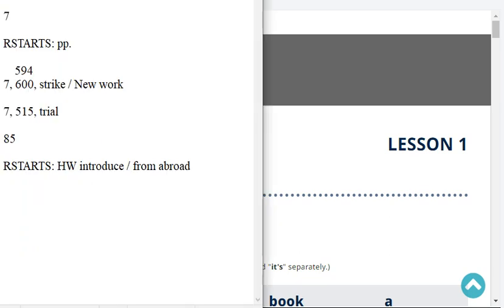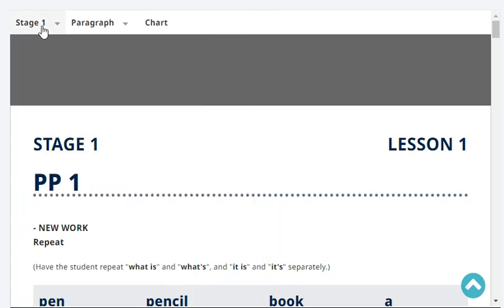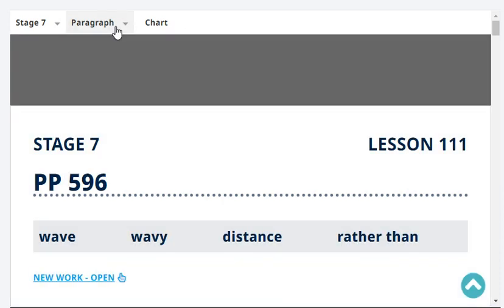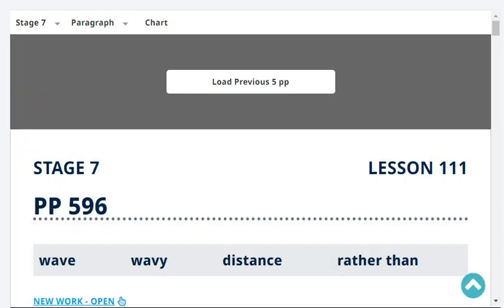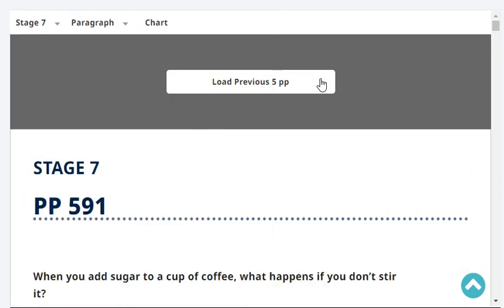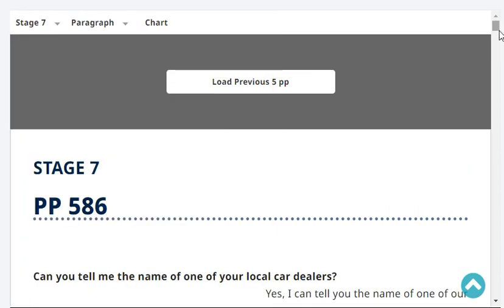We are at stage 7, paragraph page 600. Okay, almost at the last page. Our last headword was strike, new word type of lesson. Okay, so let's start with revision. Okay, here we go.